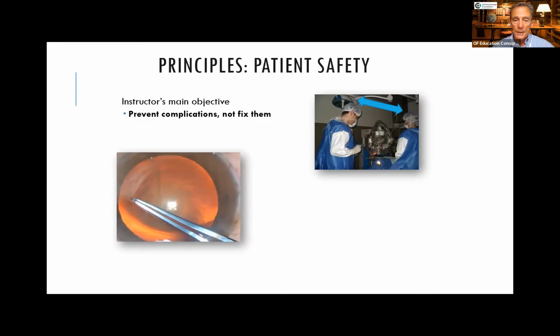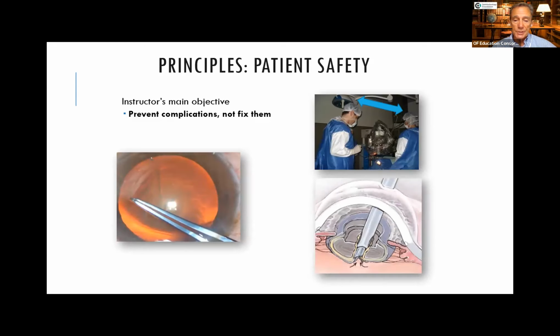For example, if you see the capsulorhexis is going too near the iris, before it goes under it, change places, bring it back, and then let the resident continue. If you see the resident go spearfishing nuclear fragments into the capsular bag, switch places, show him or her how to float the pieces into the anterior chamber, and then let them continue.